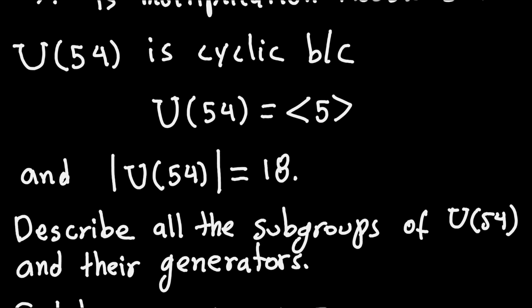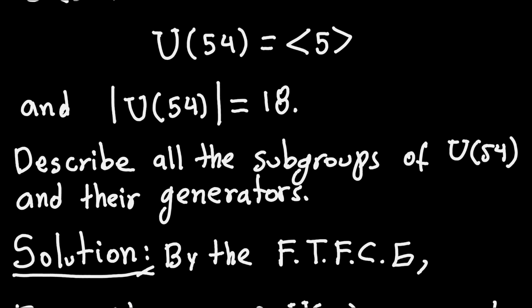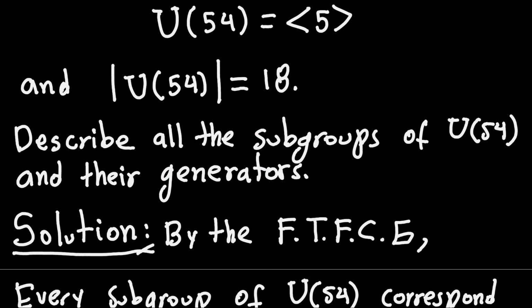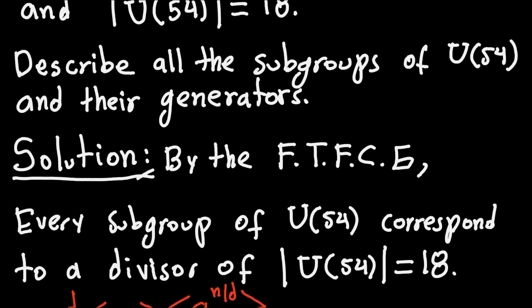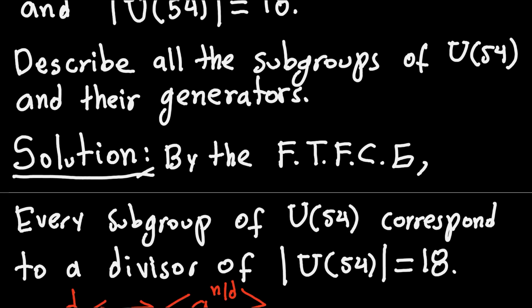Now, what we want to do in this example is the following. We want to describe all the subgroups of U54 and their generators. For each subgroup of U54, we're going to list the generators of that subgroup. To do this, we're going to use the fundamental theorem of finite cyclic groups. That theorem has 3 parts, and I'm going to put that link in the video description as well.